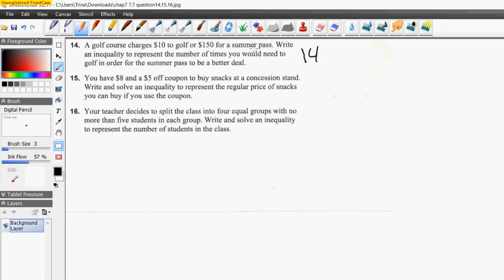And let me start that for number 14. And that inequality would look something like this. It would be 10, which represents what? It represents the regular price for a golf course. I'm going to put an x right here representing the number of times, and then I'm going to do the actual inequality sign. 10x is greater than 150, which is, of course, the golf pass price, which is $150.